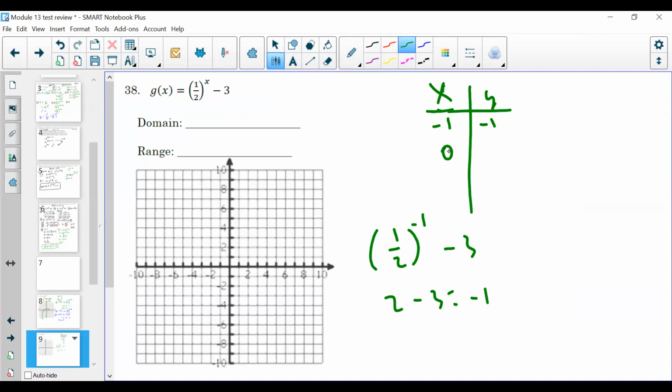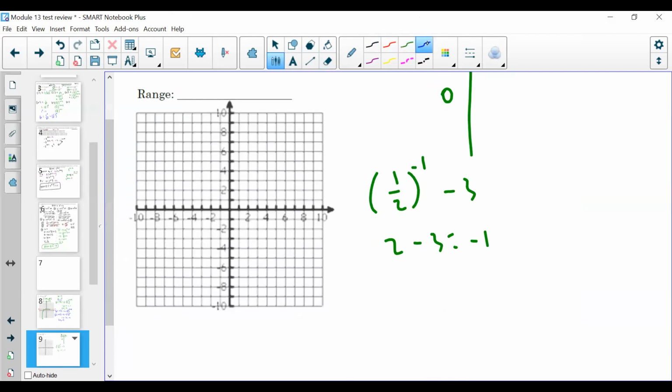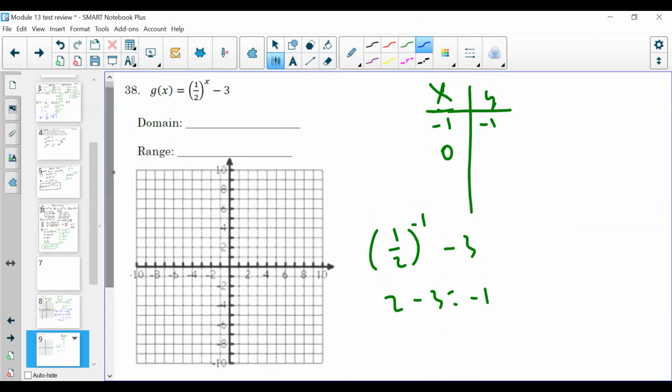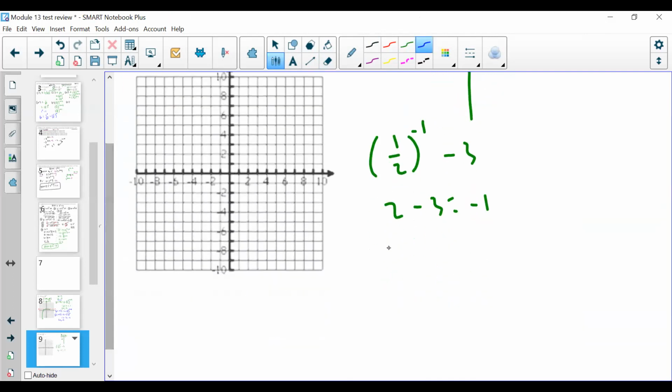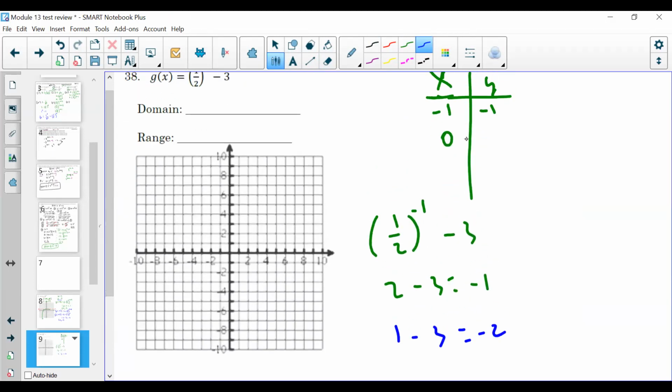And then when x is 0, I have 1/2 to the 0 power. That's just 1 minus 3, which is -2. So when x is 0, I have the point 0, -2, because anything raised to the 0 power is always 1. So I have the 2 points, -1, -1 and 0, -2.